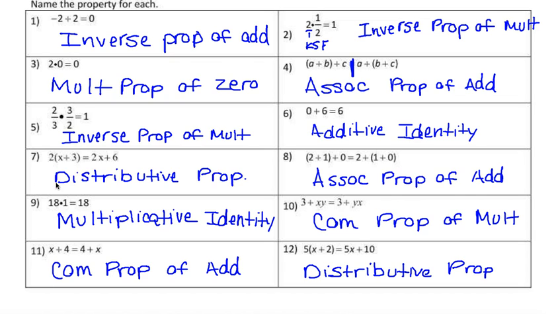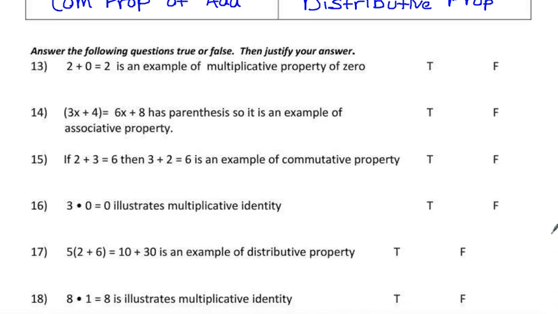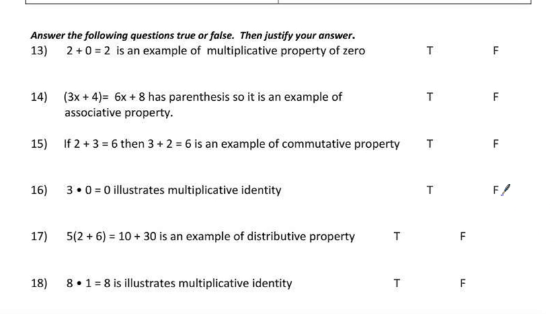And then real quick, number 7, if you look at this one, 2 times x is 2x, just written that way. And then 2 times 3 is going to be 6. So that's why it's the distributive property there. So if you look at the bottom of that page, it's just a few true-false questions. So answer the following questions, true or false, then justify your answer. What that means is if it's false, you're going to fix it and tell me what should be corrected.